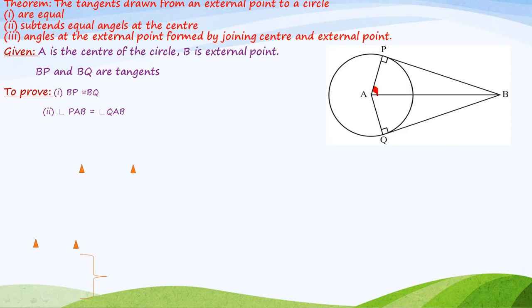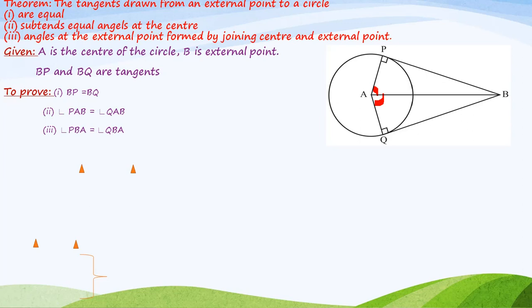PAB is equal to QAB, means the central angles are equal, or the line AB bisects the central angle. And the third case says the angle subtended at the external point, formed by joining the center and the external point. When we join the center and the external point, we get another angle.